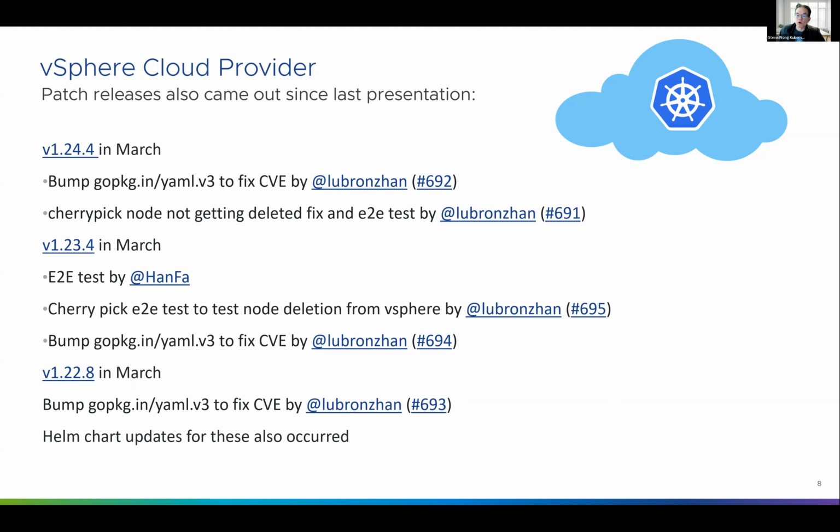Unlike the CSI storage plugin, there have been recent patch releases in March to just about all the cloud providers. Those items here that you see referring to a bump in the Golang package are related to a security issue, a CVE, and you can click on those links in the deck to learn more about those. There were some other fixes associated with these updates to the cloud provider as well.